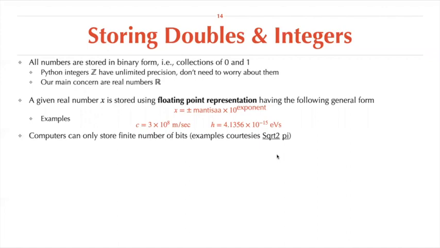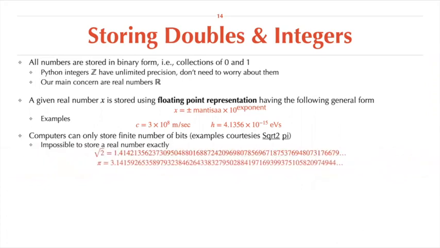But then computers can only store a finite number of bits. If you talk of square root 2 and pi, they have this sort of expansion, so in principle you would have to store an infinite number of digits. Thus it is impossible to do so. So computers can only store a finite number of bits for these numbers, for floating point, for a given real number x.